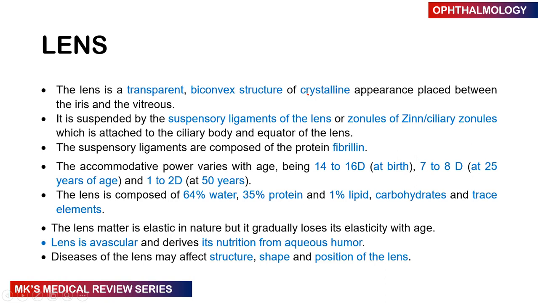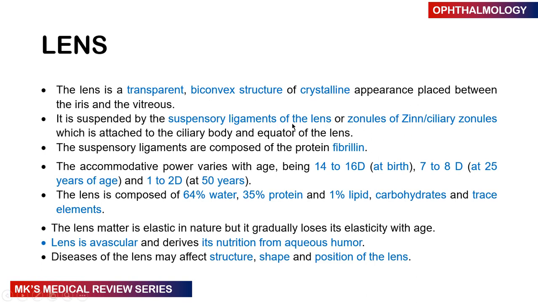This lens is held in place by these suspensory ligaments of the lens, or the zonules of Zinn, or you can call them the ciliary zonules, which attach to the ciliary body and the equator of the lens. Now these suspensory ligaments are composed of a protein known as fibrillin. Now remember that the lens doesn't have any blood vessels. It is avascular, so it derives its nutrients from the aqueous humor. Remember that the aqueous humor is a fluid found in the anterior segment of the eye, both in the anterior chamber and the posterior chamber of the anterior segment.